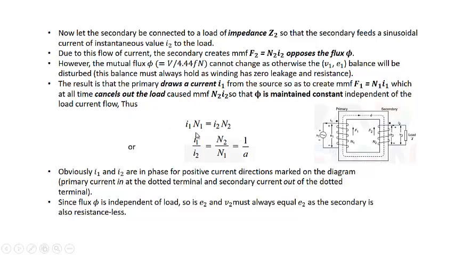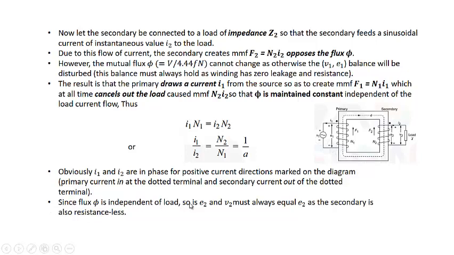Therefore, I1 N1 will be equal to I2 N2. That means I1 by I2 will be equal to N2 by N1, which is equal to 1 by A. This is the current related to the turns ratio. Obviously, I1 and I2 are in phase. And for the positive directions marked on the diagram, which we have calculated by Lenz's law, primary current is into the dotted terminal and secondary current is out of the dotted terminal.